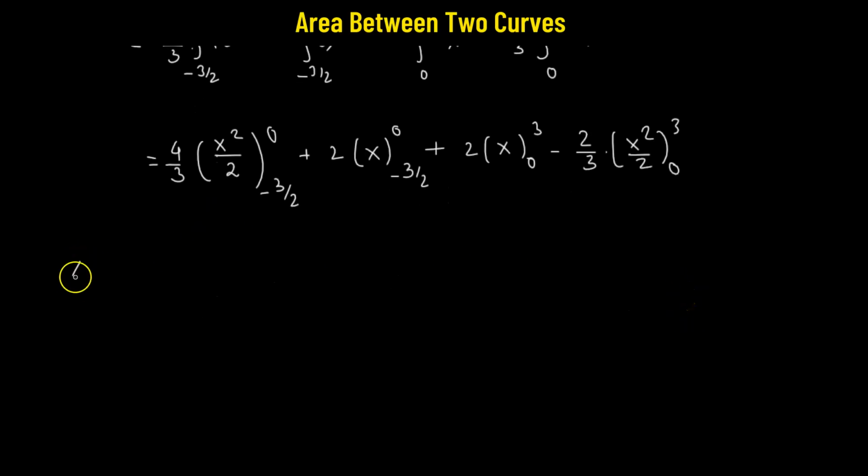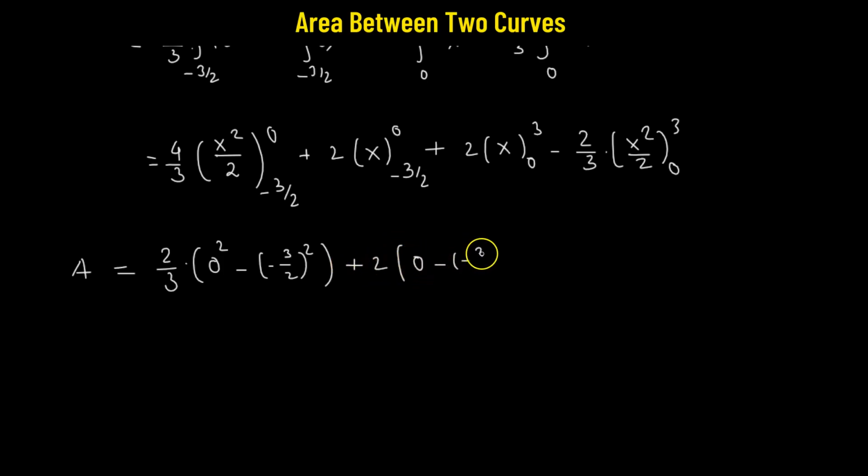So this gives us our area equal to, we have 2/3, so we are cancelling out 2 from the denominator and 2 from the numerator. So this will be x squared. So we have 0 squared minus negative 3 over 2 squared. We are using the limits as well. Plus 2 times 0 minus minus 3 over 2, plus 2 times 3 minus 0, minus, so this 2 and this 2 go away.